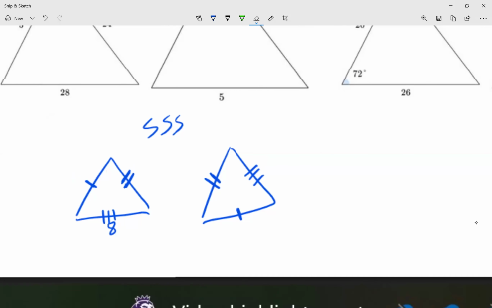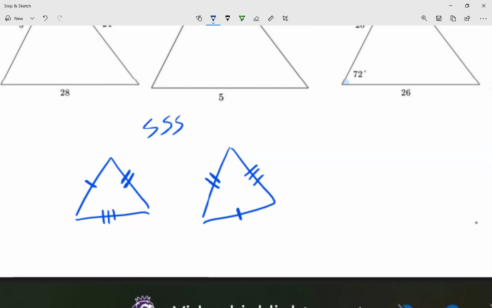Like I said, if I give you the numbers, it's easy to compare it. Sometimes I'm going to do it without the numbers. I'm just going to mark them the same way. But what I'm saying is with the slashes, the side that has one slash is equal to the other side. You may not know the values, but they're equal to each other. So that's the rule side, side, side.